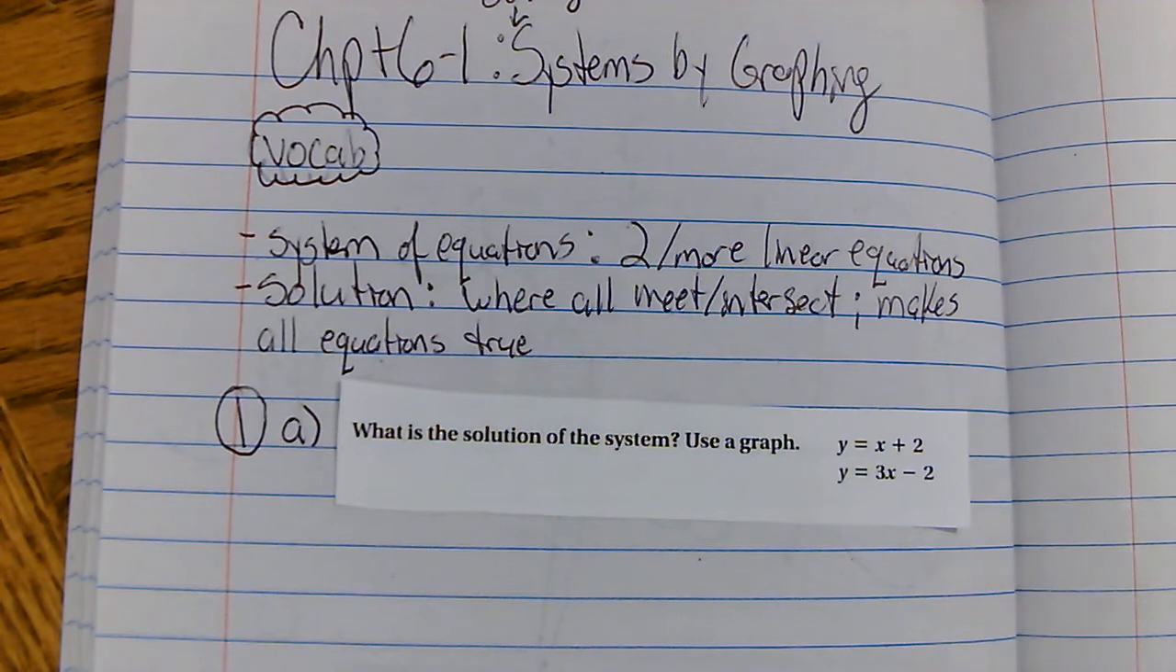As you can see, we've got two equations off to the side here, y equals x plus 2 and y equals 3x minus 2. Now, one of the ways that we can solve systems is by graphing them. We can put them both on the same coordinate plane and see where they intersect. So, I'm going to go ahead and do that.